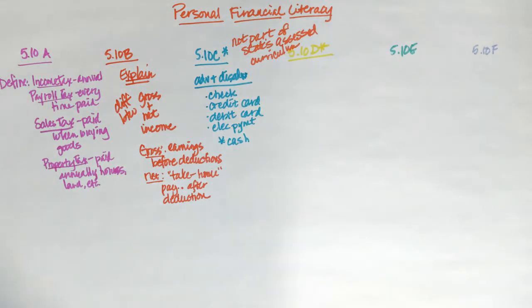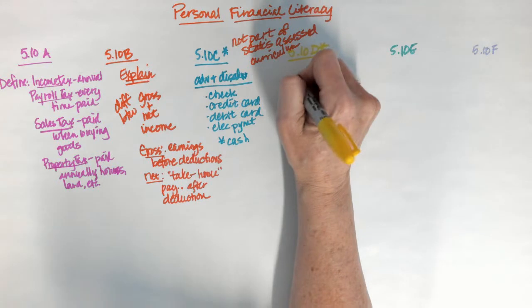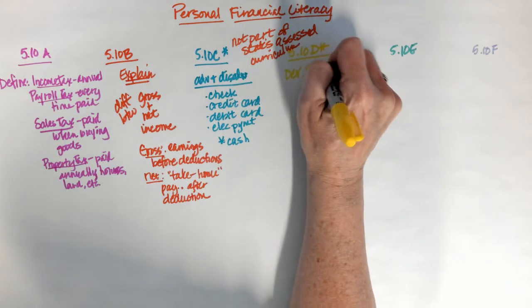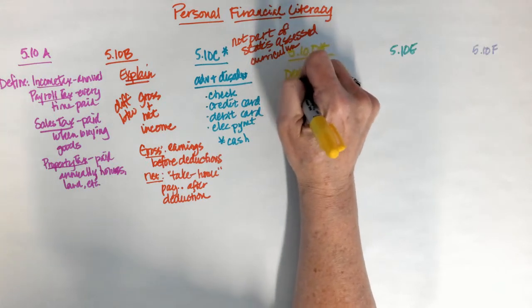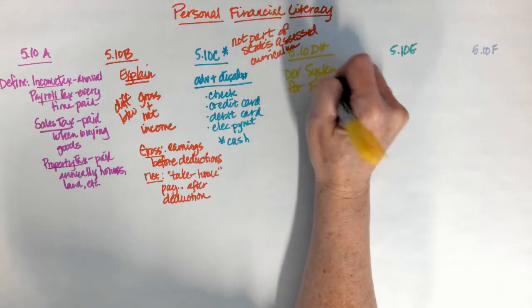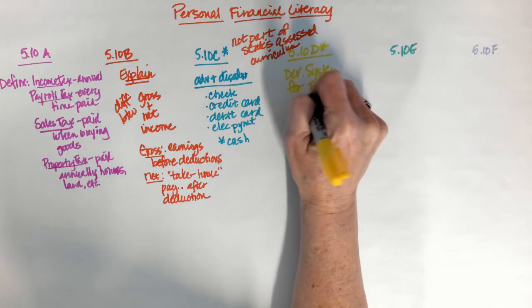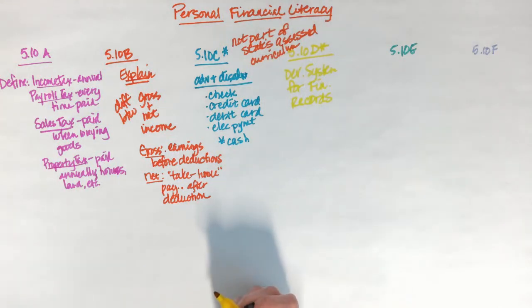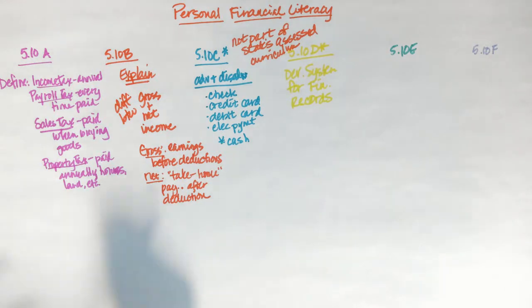Then we also want to talk about 510D, which is developing a system for keeping and using financial records. So we can talk about how does the bank keep records? Why would we need to keep financial records? How does that benefit us? What kind of system would help with that? Those are the conversations involved in this standard.